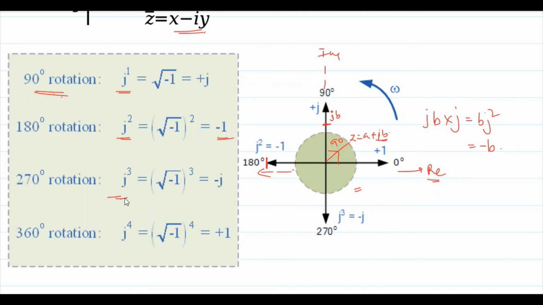Then if you multiply once again with the J operator, it becomes J cube, which converts again by plus 90 degrees. With respect to the real axis, the origin or reference line, it becomes a 270 degree rotation. Once again, if you multiply with J, it returns to the same value. As we have already seen, J is the root of -1, J square is -1, J cube is minus J, and J power 4 is +1. So to have one complete rotation, you need to multiply by J four times. This is the conversion of imaginary to real and real to imaginary.